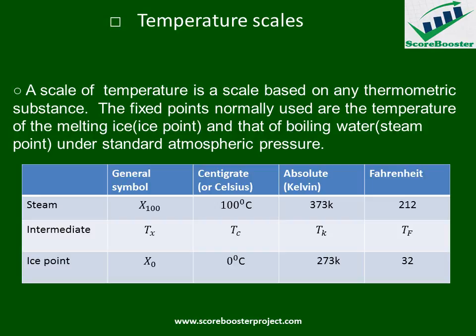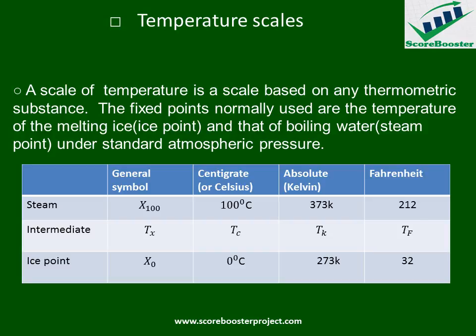I repeat, the fixed points normally used are the temperature of melting ice, which represents the ice point, and that of boiling water, which represents the steam point under standard atmospheric pressure. Now, the table summarizing the ice point and steam point for the various scales of temperature is shown below, considering the steam point, the intermediate and the ice point representation.